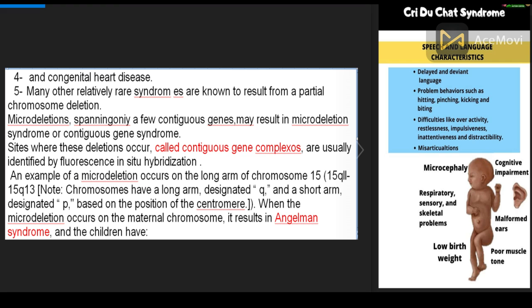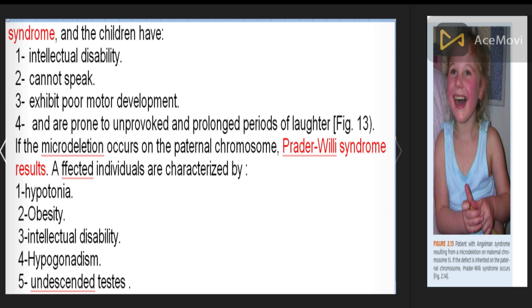Note, chromosomes have a long arm, designated q, and a short arm, designated p, based on the position of the centromere. When the microdeletion occurs on the maternal chromosome, it results in Angelman syndrome, and the children have: 1. Intellectual disability. 2. Cannot speak. 3. Exhibit poor motor development. 4. And are prone to unprovoked and prolonged periods of laughter, Fig 13. If the microdeletion occurs on the paternal chromosome, Prader-Willi syndrome results.